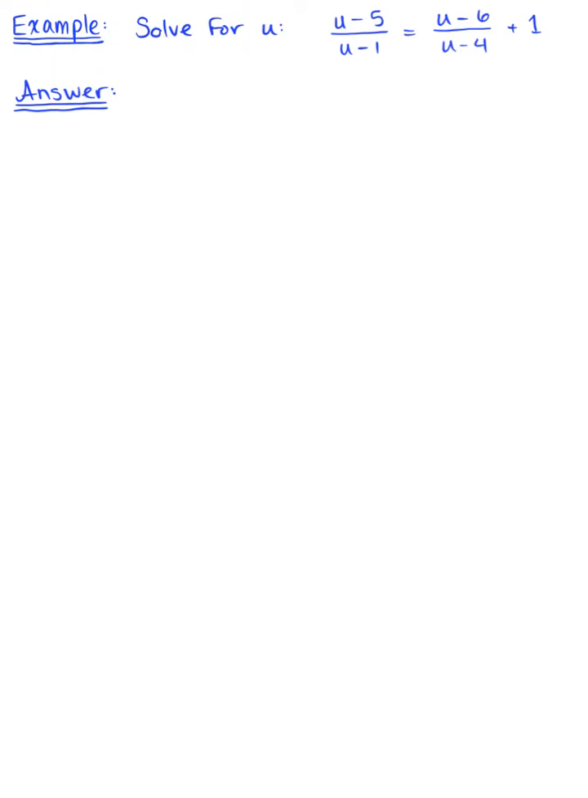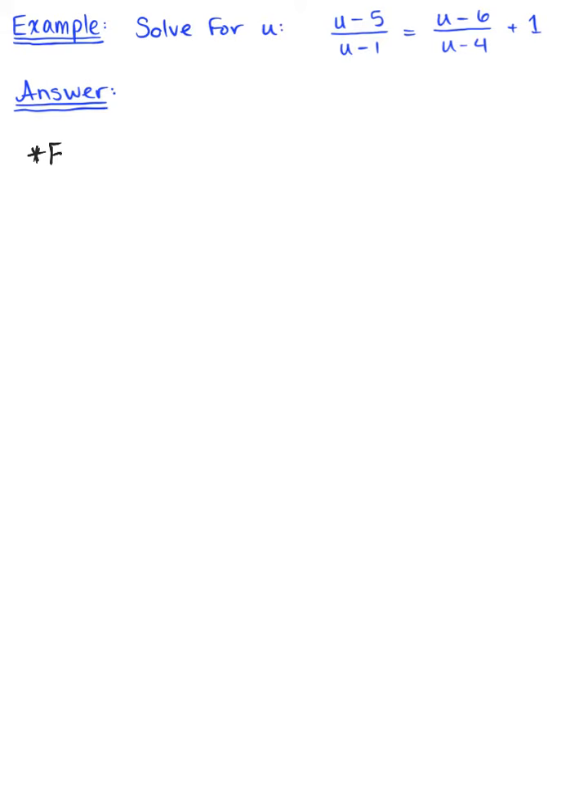Solve the following rational equation for u. And here we are given u minus 5, all divided by u minus 1, is equal to u minus 6 divided by u minus 4 plus 1. So the first thing that we need to do here is find the least common denominator.